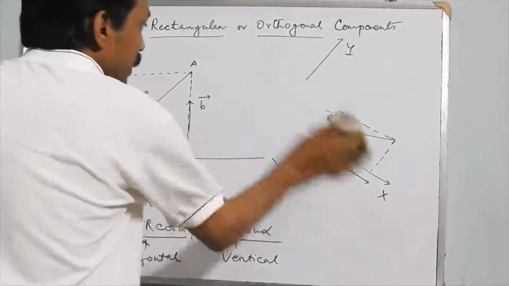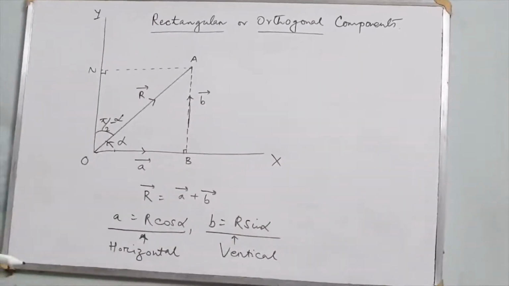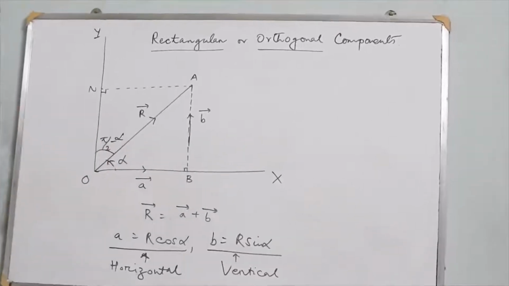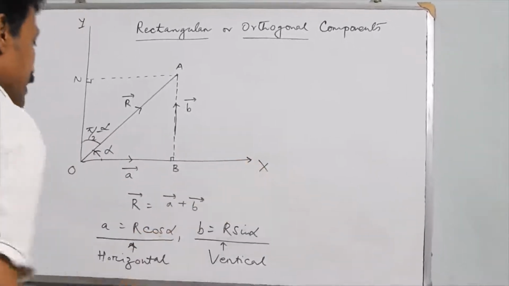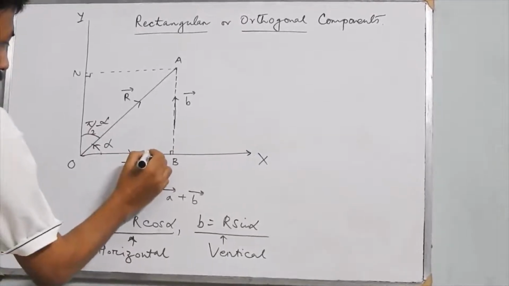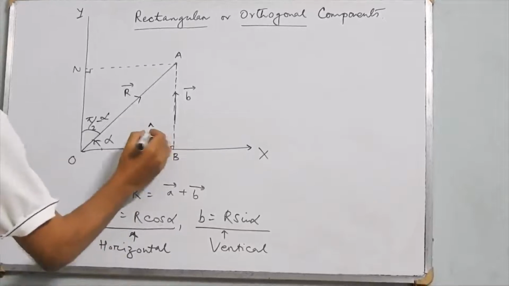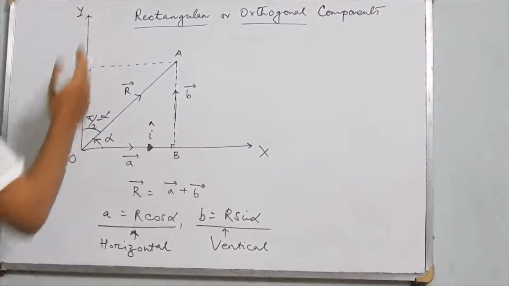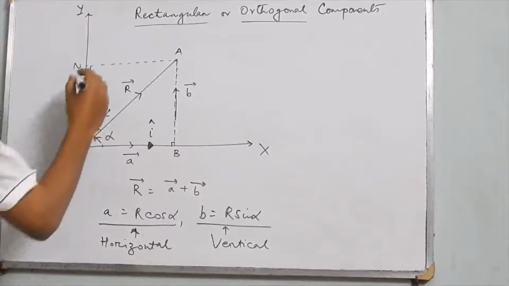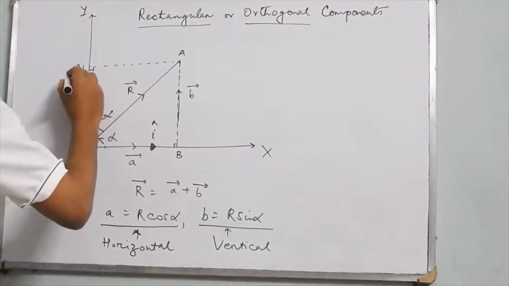Now, while discussing unit vectors, I told that the x direction, the positive direction of the x-axis, is denoted by a unit vector which is called the I vector or I hat or I cap, and the vertical direction or the direction of the y-axis is indicated by another unit vector which is called j hat.